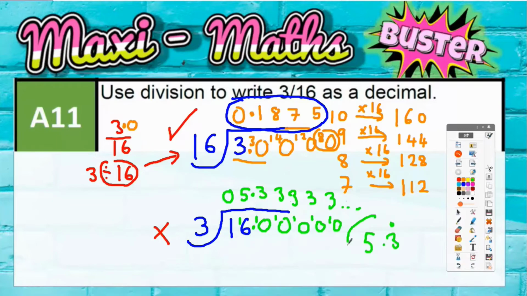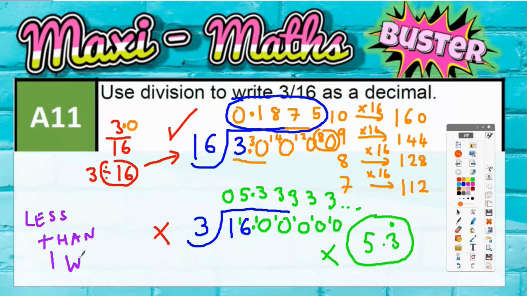Now, let's just talk about why this has got to be a wrong answer. Well, if you look back at the original question, it's 3/16. If you imagine eating a pizza with 16 slices, if you eat 3 out of the 16 slices, you've eaten less than the whole pizza. It's less than 1 whole. So your decimal equivalent should be less than 1 whole.